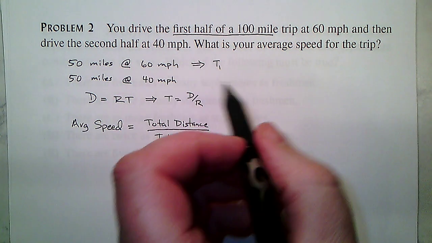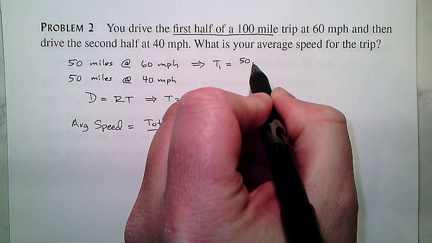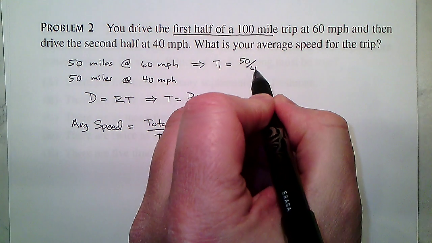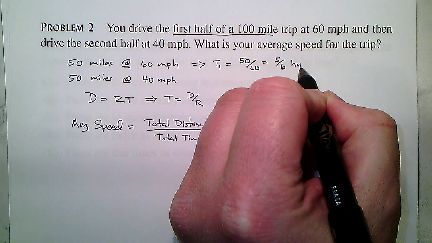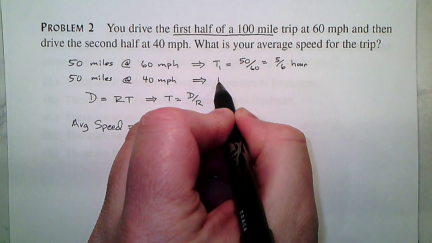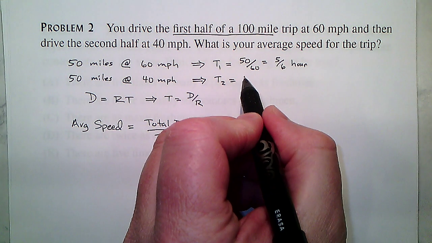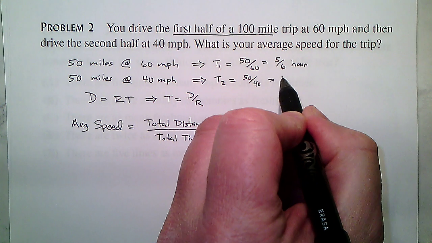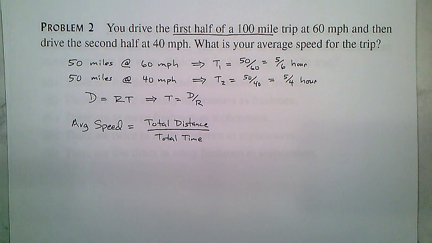That's the time there. So that's a distance of 50 miles divided by the rate of 60 miles per hour. So that's just 5/6 of an hour. For the second half, I'll call that T2. That's again 50 miles, but now divided by 40 miles per hour. So that's 5/4 of an hour. All right.